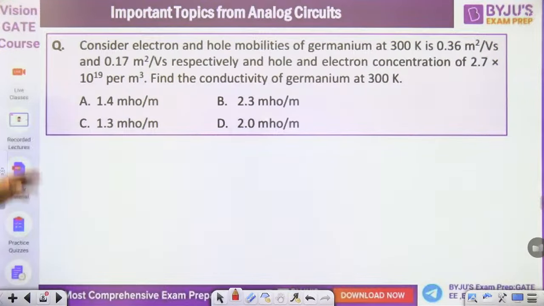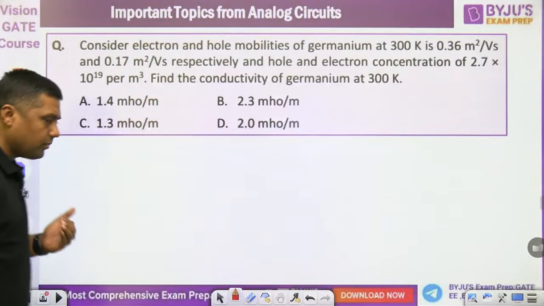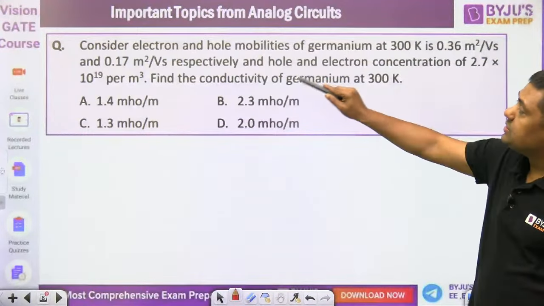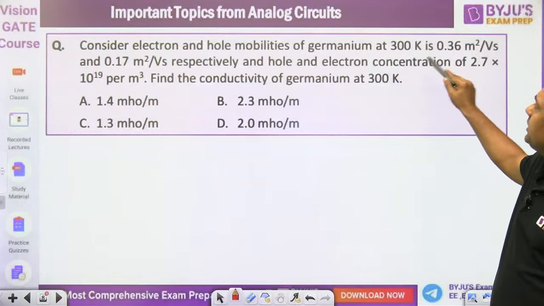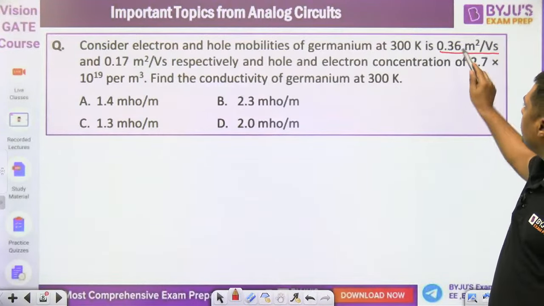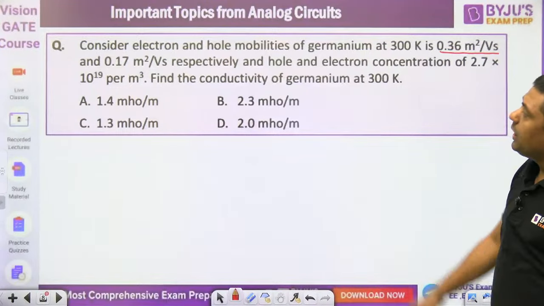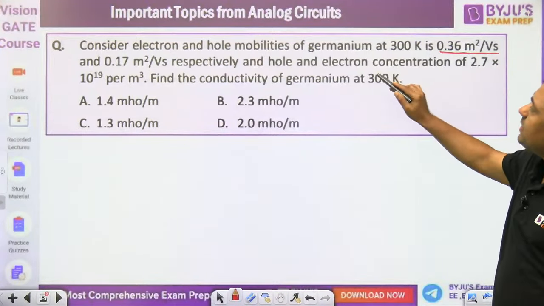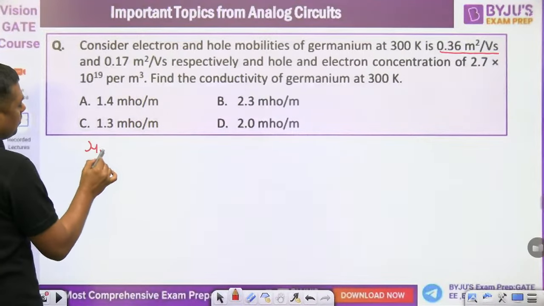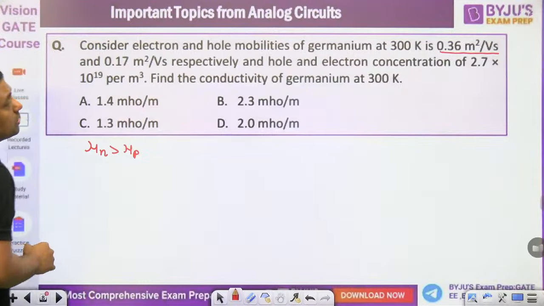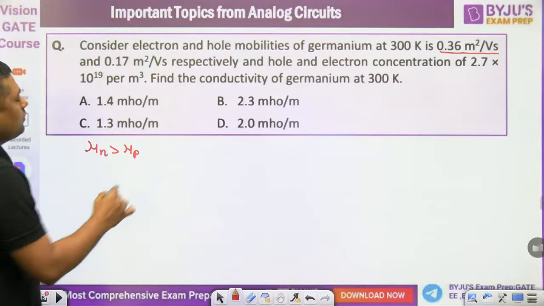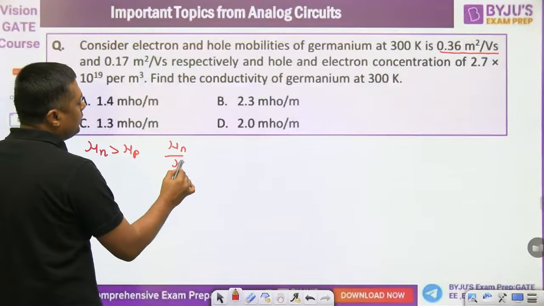Guys, now watch this question. Which type of questions come from electrical and from electronics branch? Sometimes we get a very basic question. Consider the electron and hole mobilities of germanium at 300 kelvin are 0.36 meter square per volt-second, this is the unit of mobility, and 0.17 respectively. Always remember, electron has more mobility, mu n is greater than mu p. So it is almost double, 0.36 and 0.17 respectively. Now we have the ratio mu n by mu p between 2 and 3.